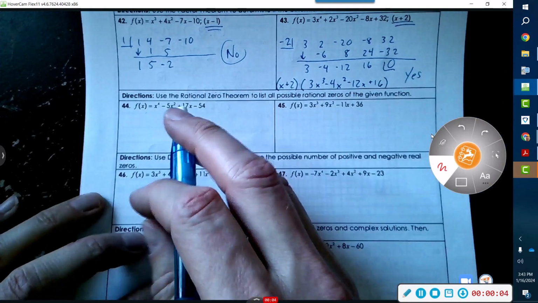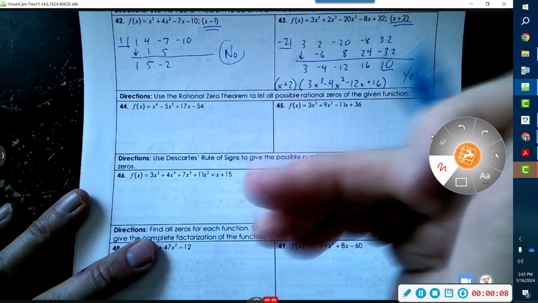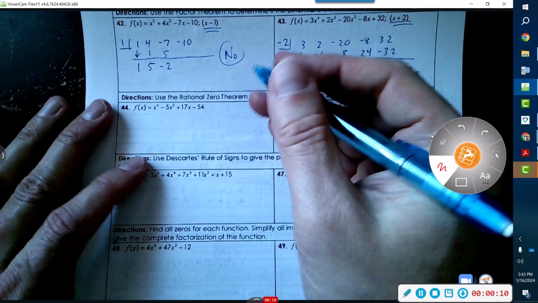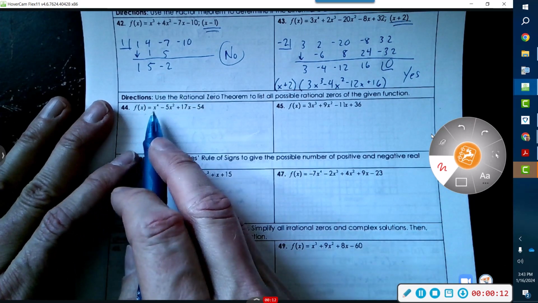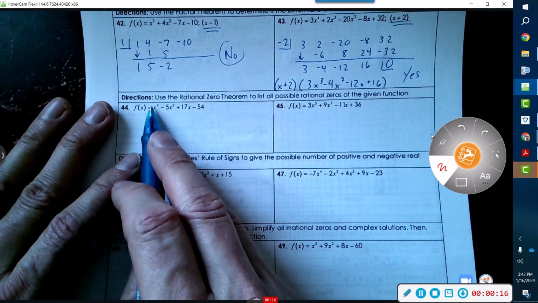All right, 44, 45, we're just listing possible rational zeros. That could definitely be an SAT question. You never know. Now, what's nice about having the head of your polynomial, your leading coefficient.